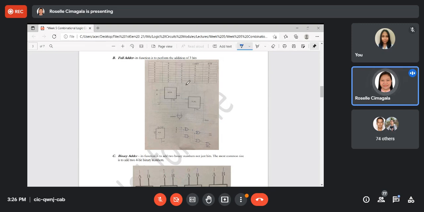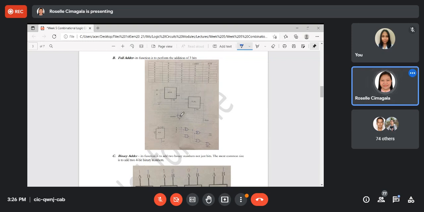Dili ni ma-change yung input, no? C column is 0, 1, 0, 1, 0, 1, and so on. Column B is 2 zeros, 2 ones, and so on. Column A is 4 zeros, 4 ones. Magdaog na sa carry ug sum.